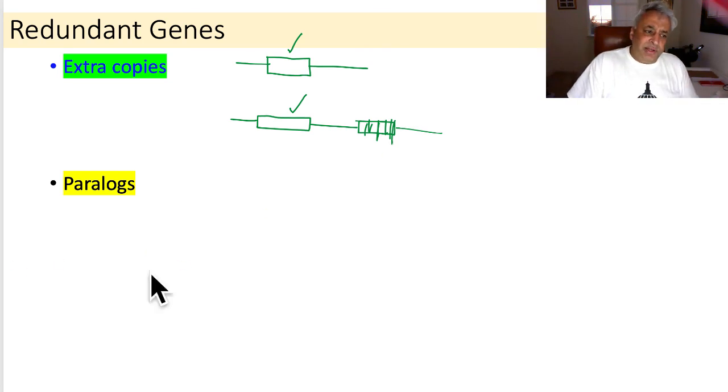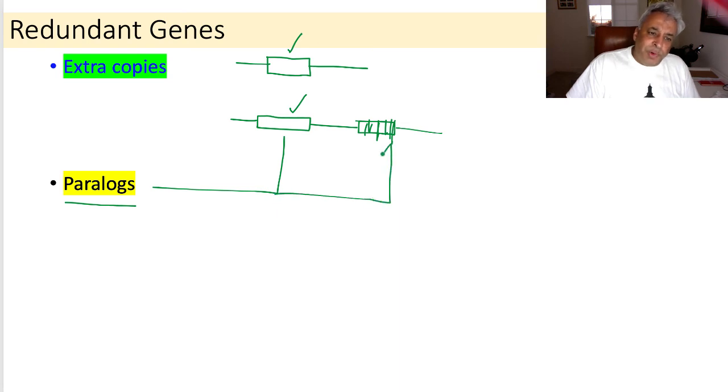Now, if the genes are in the same individual and they come through this method of duplication, we call them paralogs. That's just a name for genes that are duplicated in that particular lineage. So redundant genes are good. They speed up evolution, and they become a backup should something happen to your primary gene in the case of mutations.